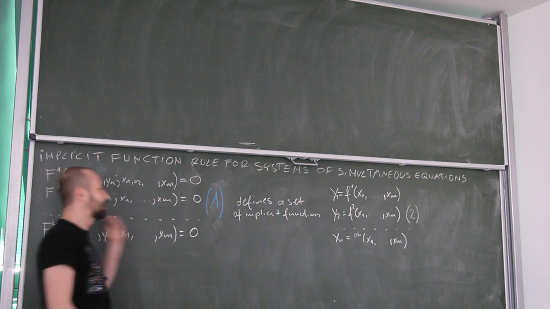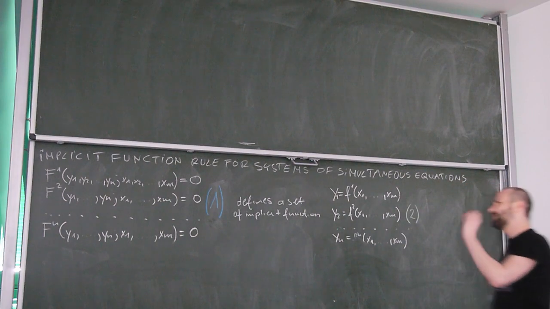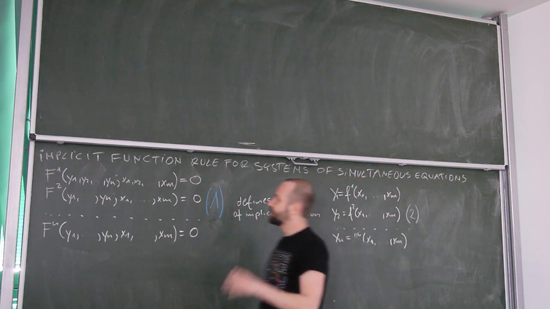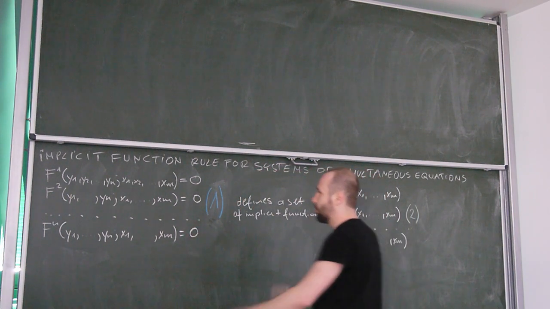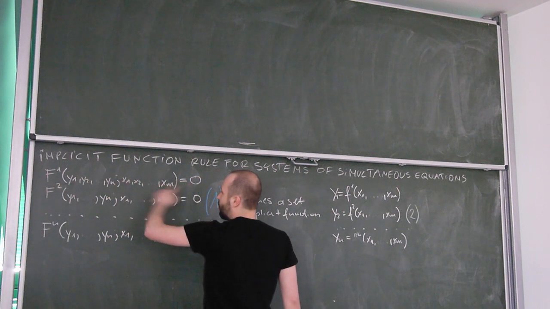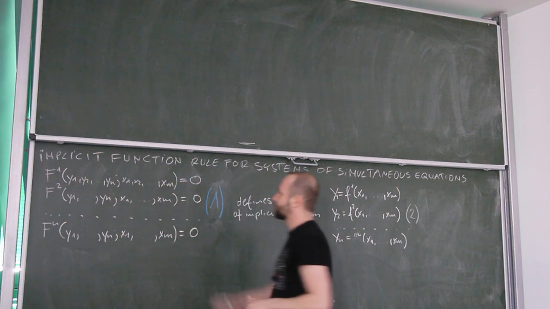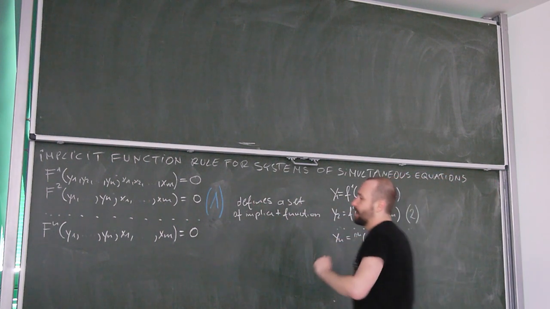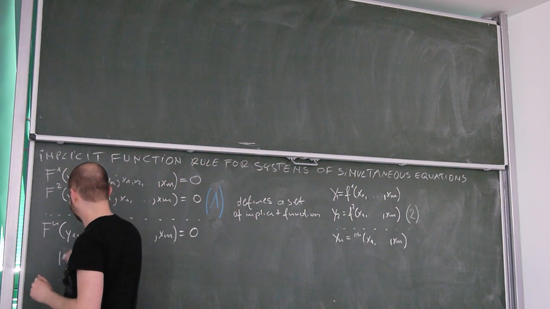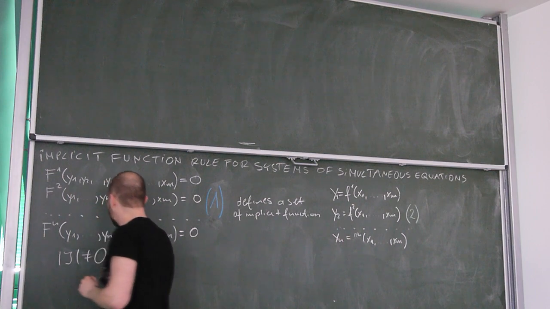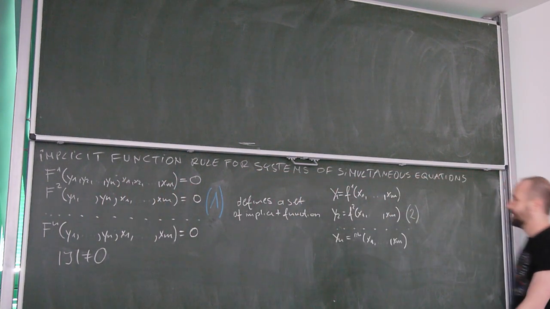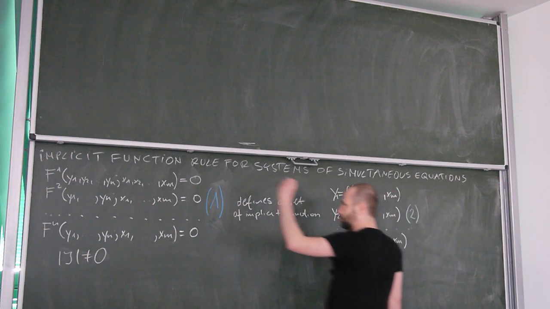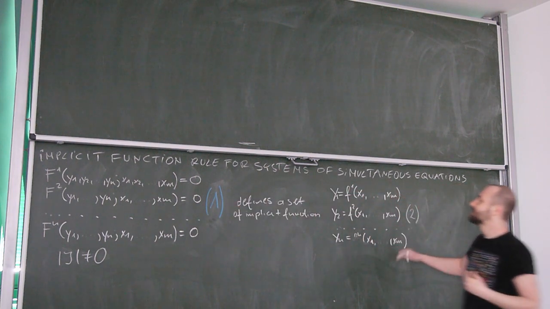This is the system we are given, and we've already taken care of the conditions of the implicit function rule. So we know that all these equations have continuous partial derivatives with respect to y1 until xm. We also calculated the Jacobian, and we know that the Jacobian is different than zero. So we know now that those equations are implying these functions.